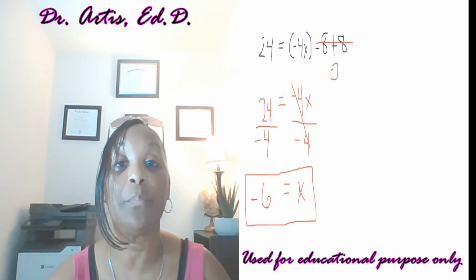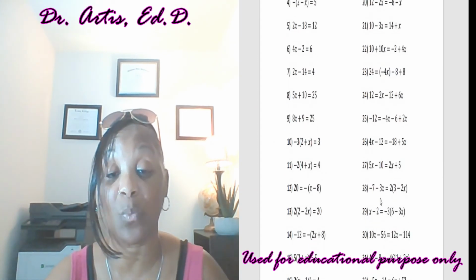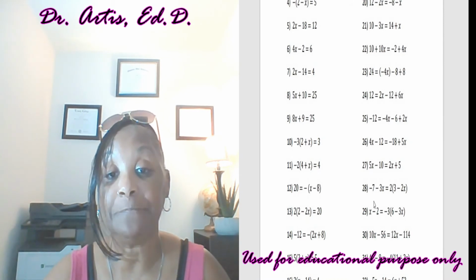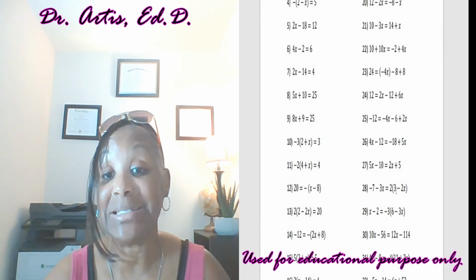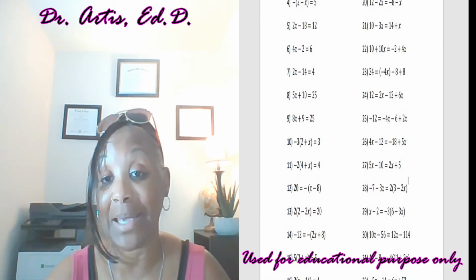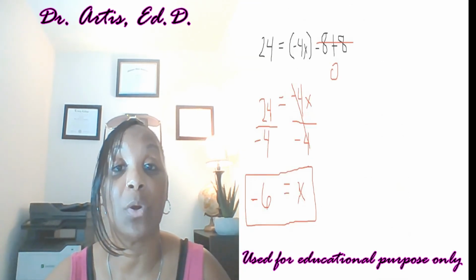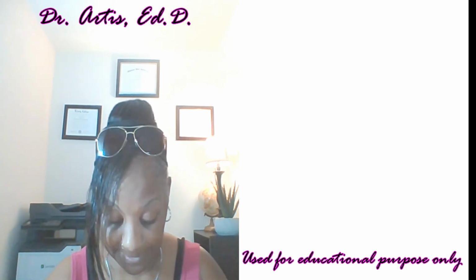Yeah, one other problem, and that's going to be number 28, which is a little different as well. So for number 28, we have negative 7 minus 3x equals 2 times the quantity 3 minus 2x. So now we're going to go to the whiteboard, clear our board, and write out this problem so that we can solve it.